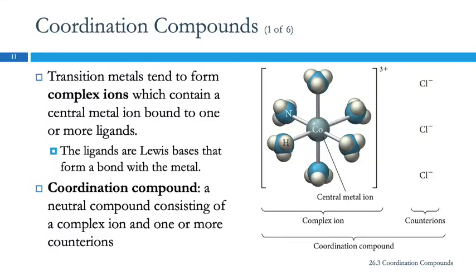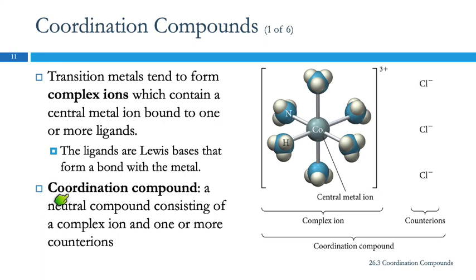So transition metals tend to form complex ions. We've talked about complex ions, right? What's a complex ion? A complex ion has a central metal ion that has one or more things called ligands that are bonded to it. The ligands are going to be Lewis bases, and they're going to form bonds, coordinate covalent bonds, with that ion in the middle here. So that's a complex ion.